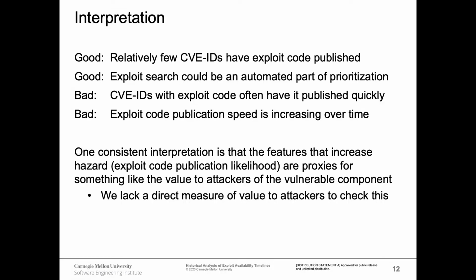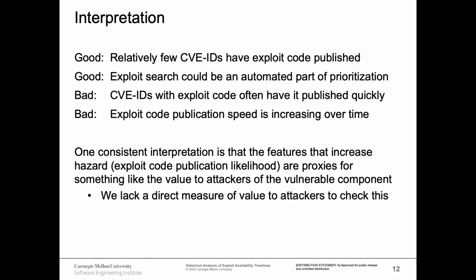Our overall interpretation here is a couple of good things and a couple of bad things. On the one hand, only about 4% of CVE-IDs have exploit code published. That seems all right. That's not very many. On the other hand, it is published quickly when it is published, half of the time within 2 days. So we have a second good one here, right?